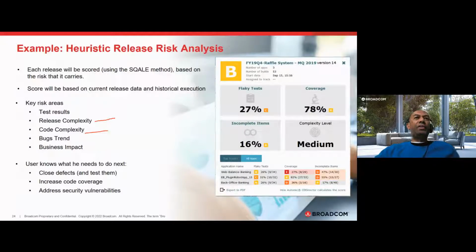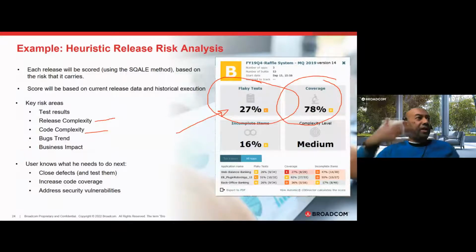For example, one of the things we frequently see is flaky tests. These are unstable tests that produce indeterminable results. The earlier we identify a flaky test and tell our developers and testers, hey, we've got some tests demonstrating flaky behavior, you can go and fix it. Similarly, coverage is often a big indicator of how good or bad things are. This is a heuristic-based approach supported by tools we have at Broadcom that provide this kind of score for every phase of your life cycle as you execute your continuous delivery.